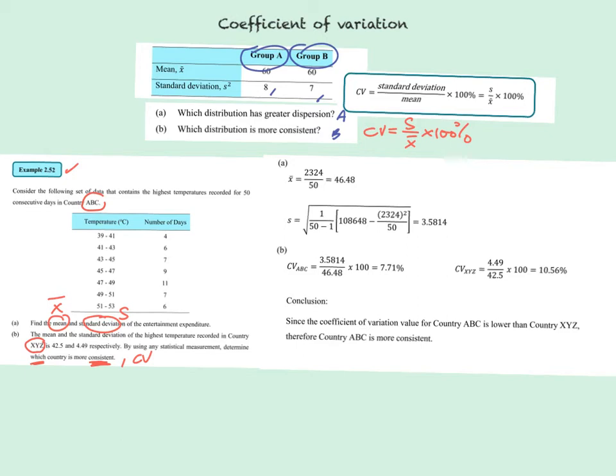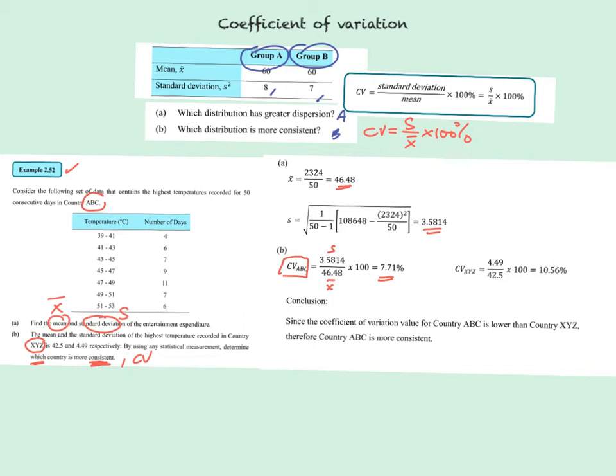So for question A, you calculate the mean and then calculate the standard deviation. Then you need to calculate the CV for the first country, A, B, C. So this is the standard deviation divided by the mean and then multiplied by 100. You're going to get 7.71. The coefficient of variation for ABC equals 7.71.